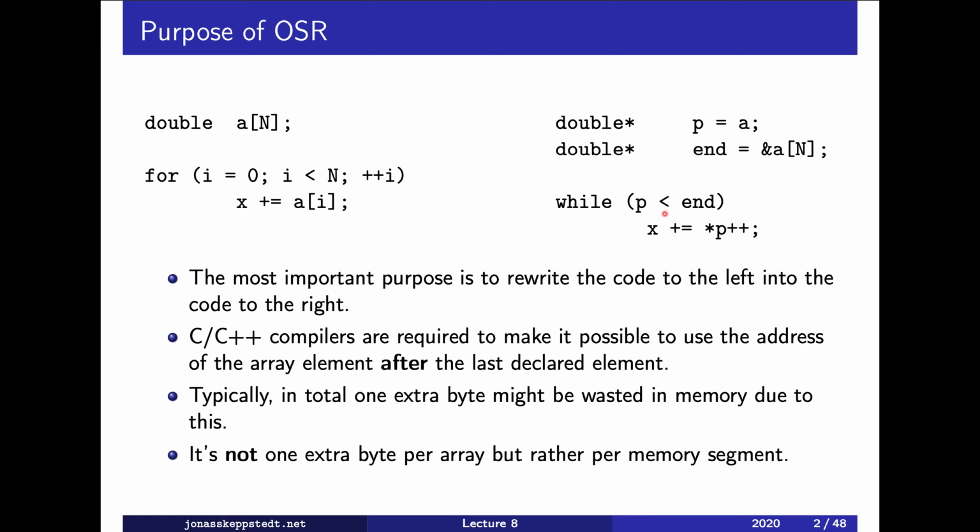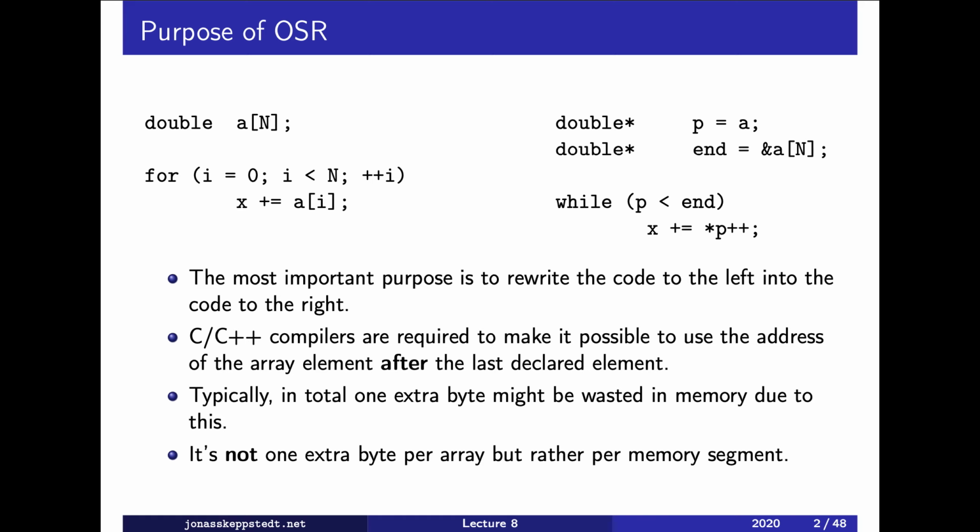Okay, so how can this really work? Why is this valid code? The problem is that the end pointer is pointing at an address which is after the array. But the C standard and C++ require that the compiler makes sure that that address is valid.